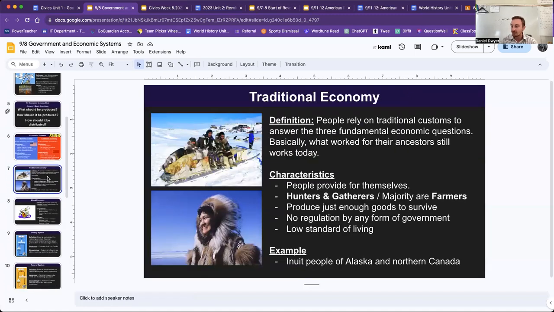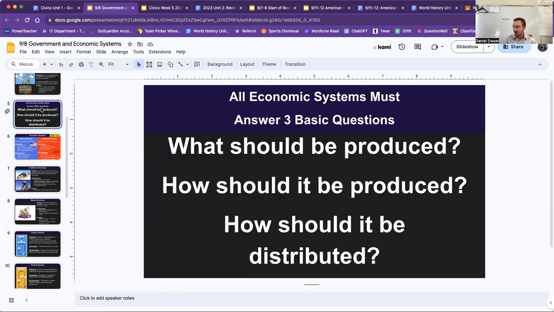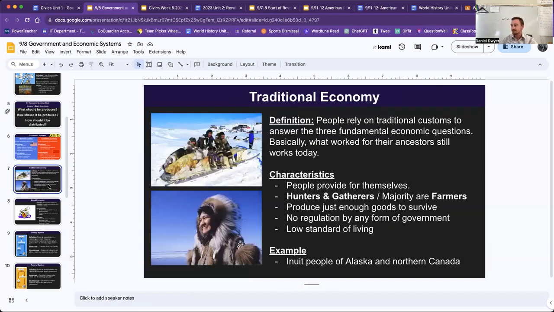So we're going to talk about a couple more economies now. So a traditional economy, we don't see this too much anymore. Definition, people rely on traditional customs to answer the three fundamental economic questions. Again, those are what should be produced, how, and how should it be distributed. So going back to that, basically it is how did their ancestors do it? Probably going back to sixth grade history, right?